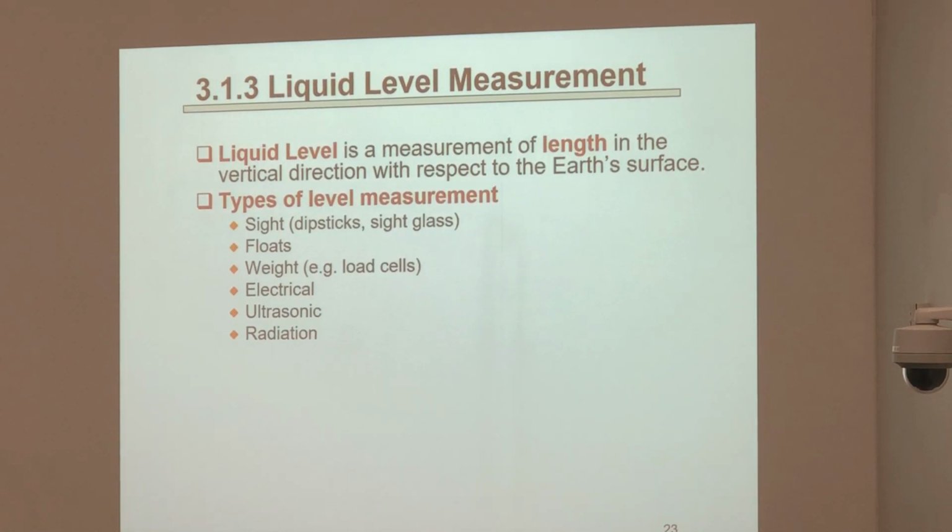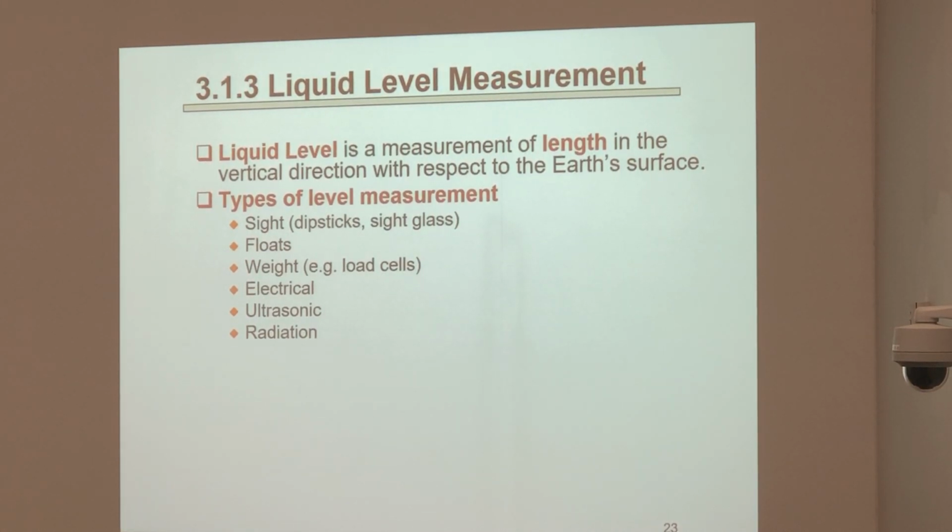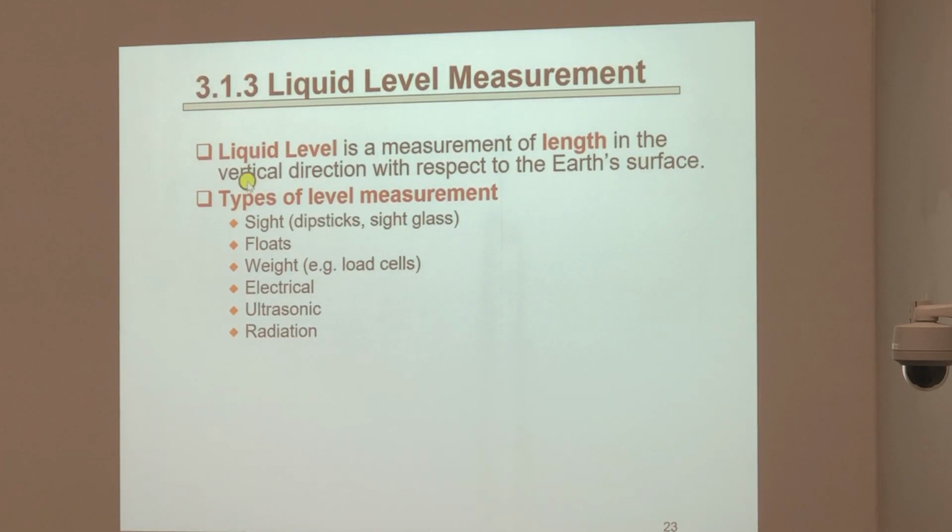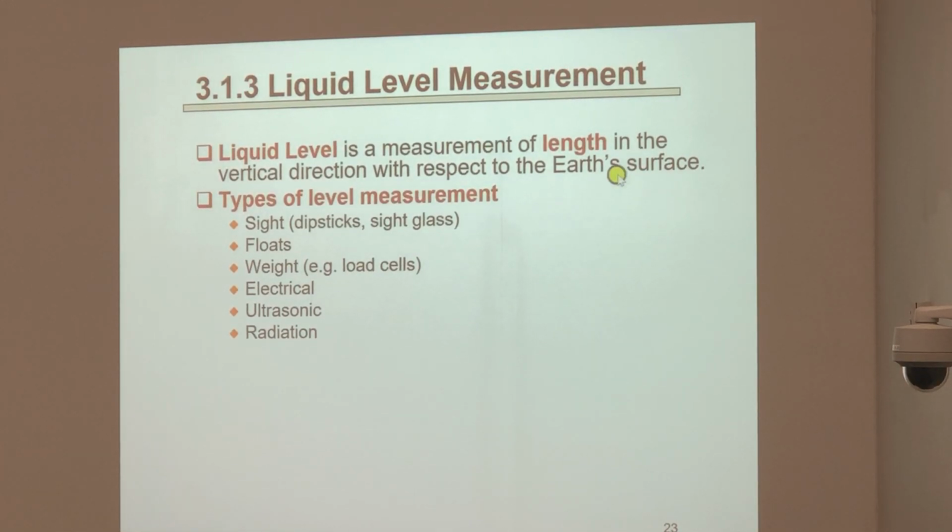The third one, as I mentioned, is liquid level. Liquid level means I have to measure the tank level. Liquid level, the working principle: liquid level is the measure of the length in the vertical direction with respect to the Earth's surface. Whatever level we measure from here is the height. If I'm the liquid, does anyone know what is my height?